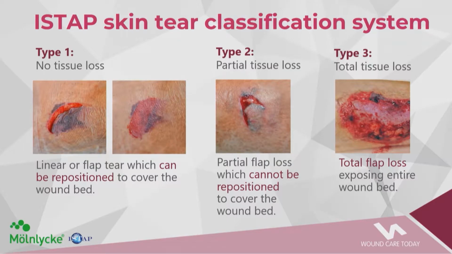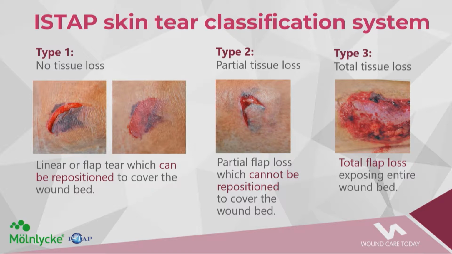ISTAP very kindly produced a classification system for us for skin tears, very similar to the way that we classify pressure ulcers. It helps us to standardise terms, and when we're identifying skin tears and then documenting them, the use of the classification system means we're all talking from the same hymn sheet. It's really very helpful. But what's more helpful is the simplicity of the classification system that ISTAP has developed. So let's have a look at this classification system. You've only got 3 types, so that to me is a bonus.